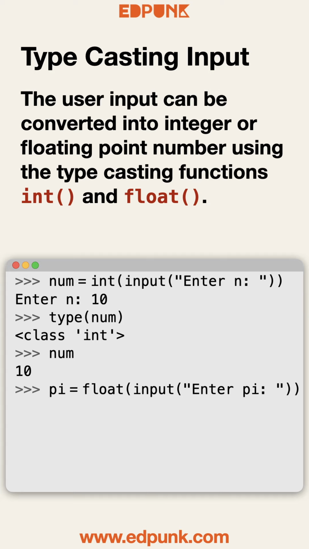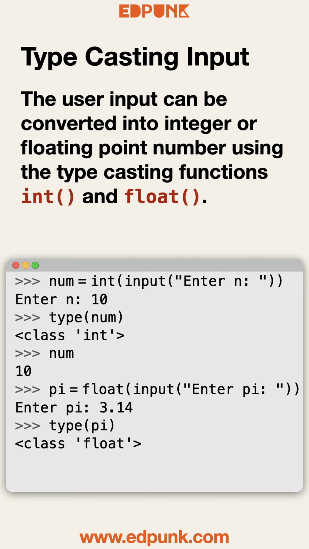Similarly, pi = float(input("enter pi")) accepts the value of pi from the user, which is 3.14, and converts it into a floating point number and assigns it to the variable pi. We can verify the type of pi, that is float, and its value is the real number 3.14.